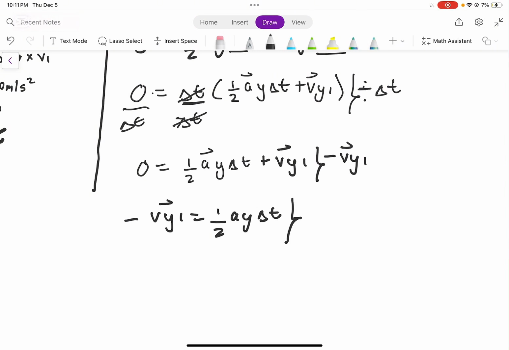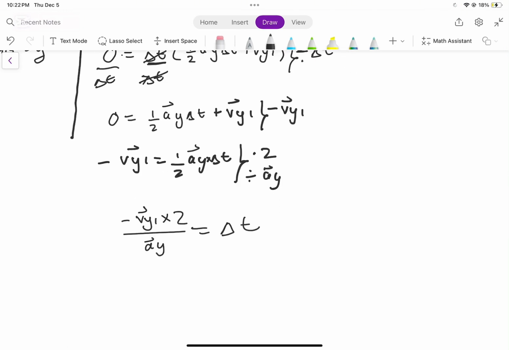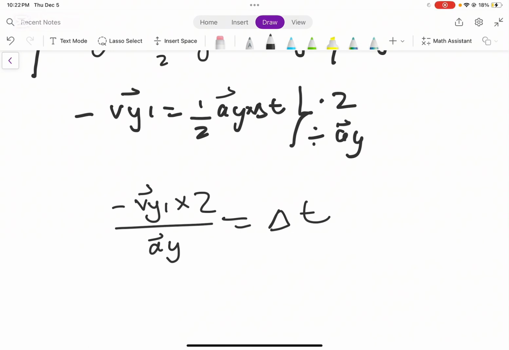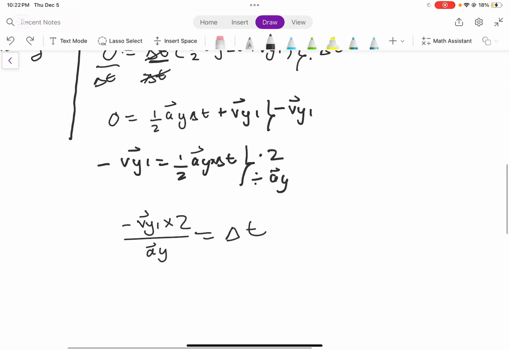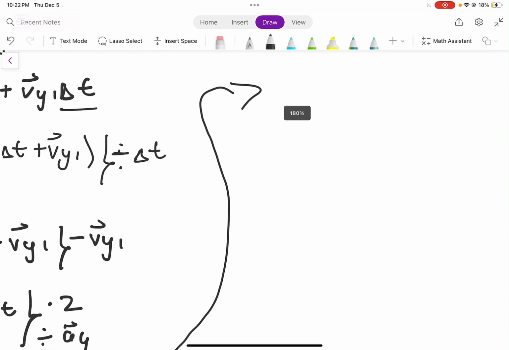Now we want to get rid of the 1/2, so we can multiply by 2. And now we're just left with the ay here. So we can divide by ay, because what's holding it together is multiplication. So we have negative vy times 2 divided by ay is equal to delta t. Now you may be looking at this and wondering, but now we're going to get a negative answer, so we must have done something wrong. Well, actually, after we keep going through this, you'll notice that our answer isn't negative. So let's just continue here.